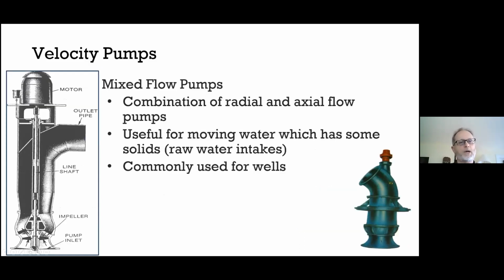Mixed flow does a little of both, and you can see the bowl is actually shaped kind of at a 45-degree angle. The impeller is here, our water comes up, and so it behaves as a little bit of both, partially thrown against the bowl or the casing, but it's not a full volute, and then travels up along the line shaft. So common in wells, and also common where it's not perfectly clean treated water. I mean, wastewater situations as well.